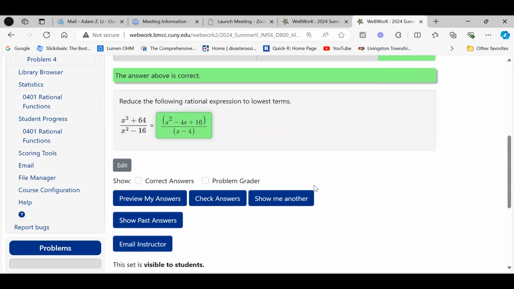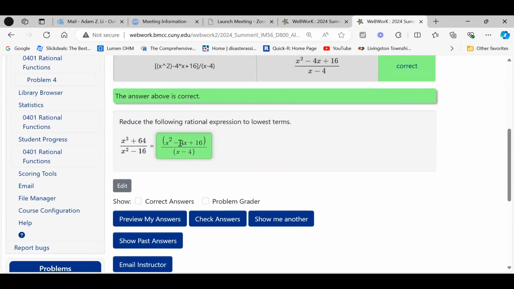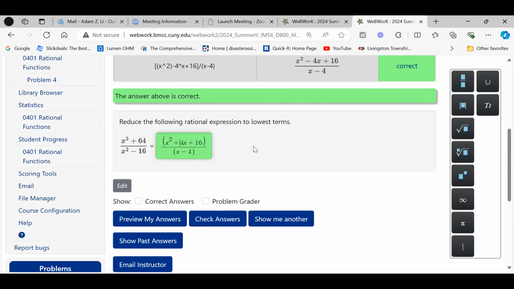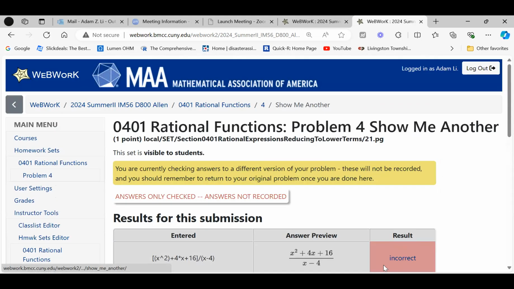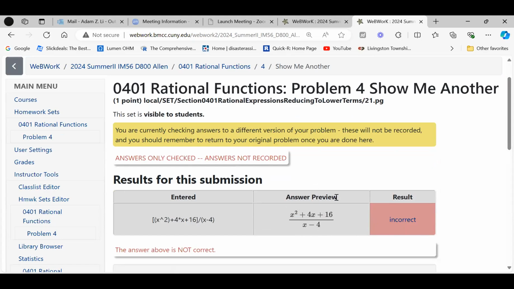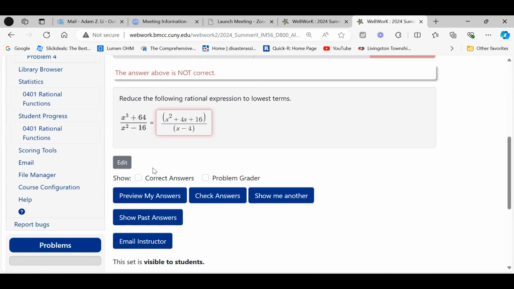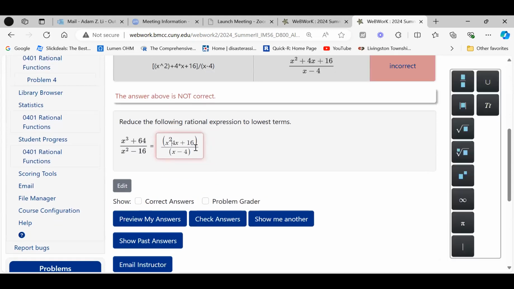Okay, right here. If let's say you messed up the sign, let's say you put in plus 4x, and then you check the answer, it will show it's incorrect. You're going to see the answer preview here. And that's how you double check, to make sure it's the correct answer.